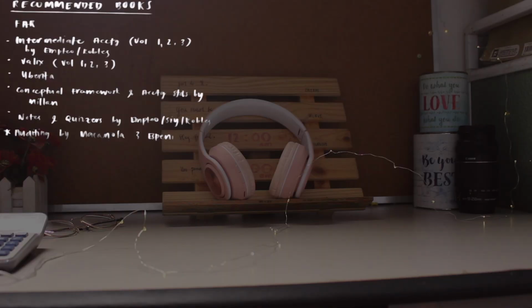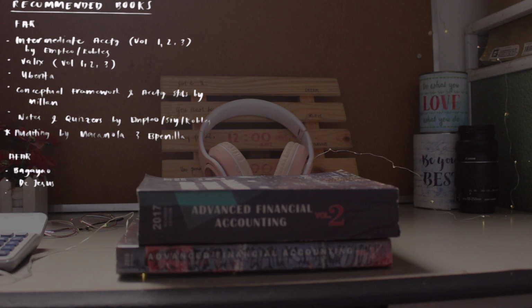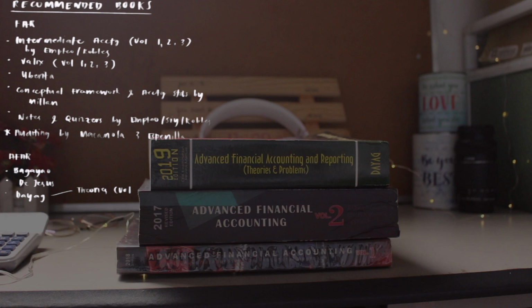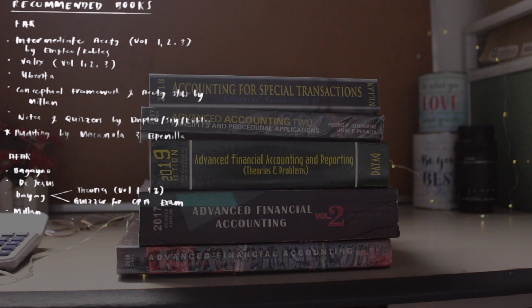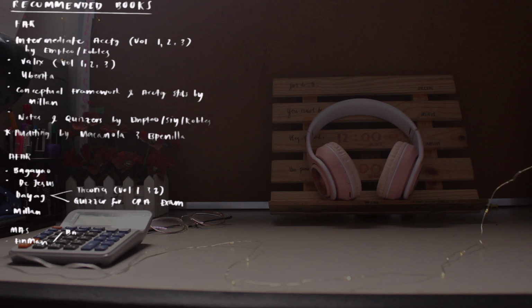So let's go back sa mga recommended books ko. For Advanced Financial Accounting and Reporting, or AFAR, you have AFAR by Bagayao, De Jesus, and Dayag. So kay Dayag, you have yung book niya na Theories. Meron siyang Volume 1 and Volume 2. And meron din siyang book na quizzer for CPA exam. So tatlong books yun. And then you also have Special Transactions by Milan. Under pa rin siya ng AFAR. Yung kay Milan kasi na book, puro yung concepts.